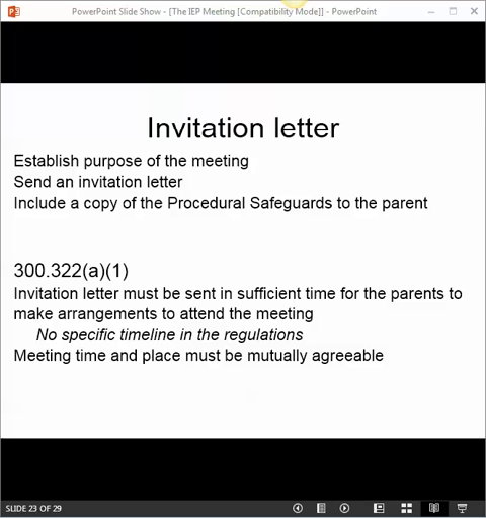If it happens to be an initial IEP, you've probably already given them one when you gave them notice, but it's not a bad idea to give them another copy here. So the invitation letter: you establish the purpose, you set the time and the location of the meeting, and you include a copy of the procedural safeguards for the parents. It has to be sent in sufficient time for the parents to make arrangements to attend the meeting. Remember, the district has to make the meeting available to the parents. So there's no specific timeline, but we talked about that 2-week period. It kind of gives them enough time to do that.